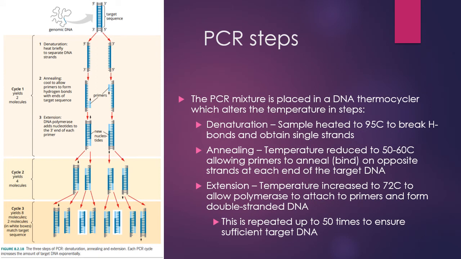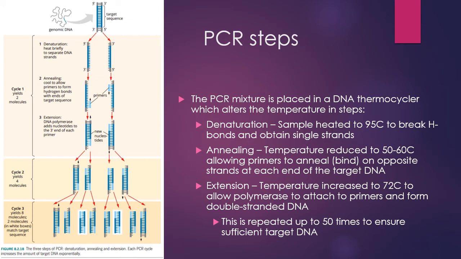So that's what that looks like on the left there. They basically do a series of cycles in this DNA thermocycler, and it basically changes the temperature quite systematically in order to break bonds and reform bonds. So in the image on the left, if you have a look at the target sequence there, as we move down, step 1 is denaturation. So we're heating briefly to separate the DNA strands. So you can see the two separate strands.